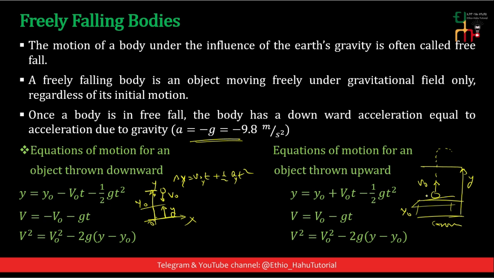As the particle moves higher and higher, the velocity of the particle gets smaller and smaller, because here we are using minus g times t. The particle gets smaller and smaller velocity. The final velocity square is equal to initial velocity square minus 2 times g into y minus y0. The difference between these equations of motion and the previous equations of motion is only the direction of motion. Here, the direction of motion is upward, whereas there, the direction of motion is downward.